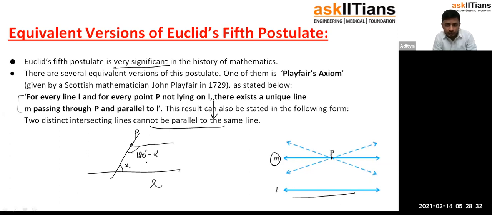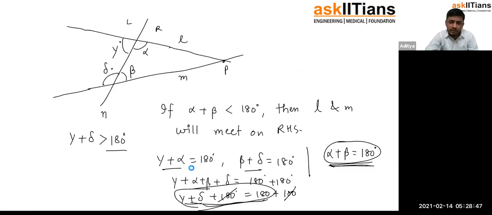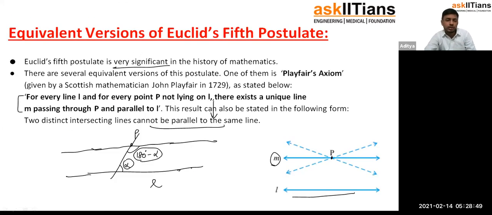How would that help us? Because alpha plus 180 degree minus alpha would be exactly 180 degree, in which case we know that they will never meet on any side, as we have already proved in this particular slide, correct? So that's what this Playfair's axiom is talking about, that there is a unique line passing through P which is parallel to line L. So we have proved that by this construction we can draw a parallel line, since they will not meet on any side, right? How will we prove that this is unique?